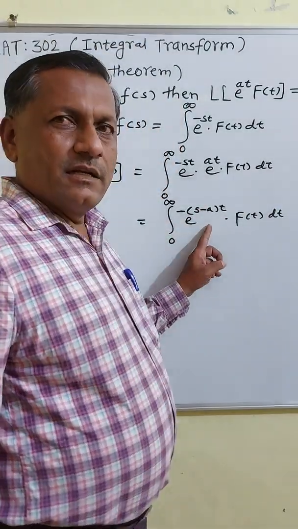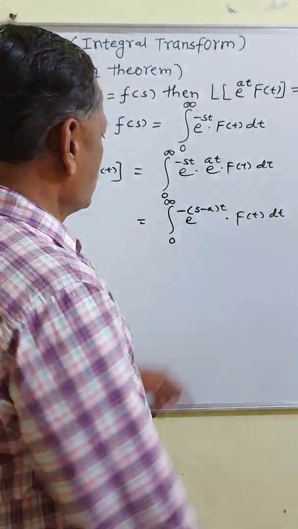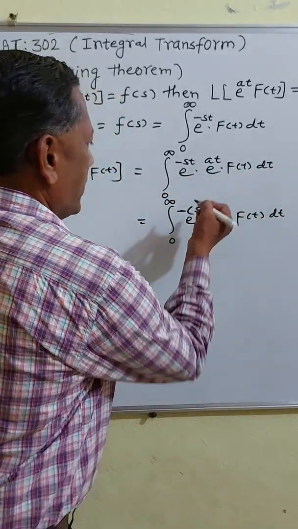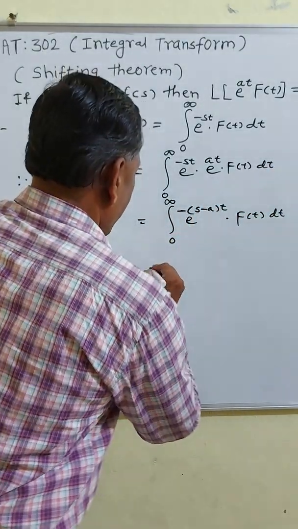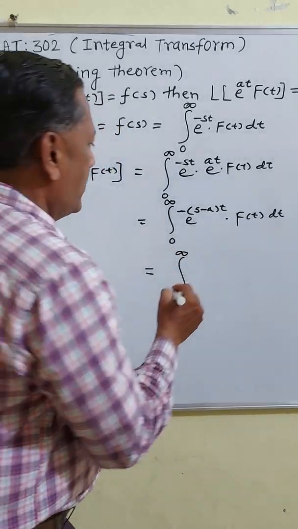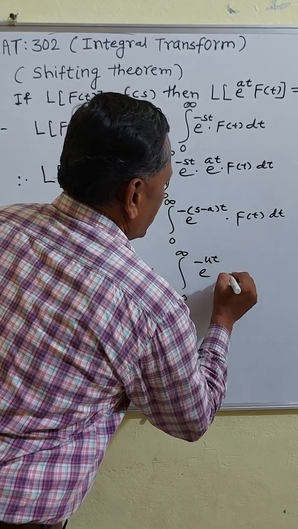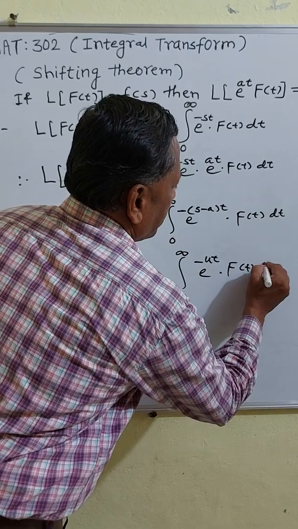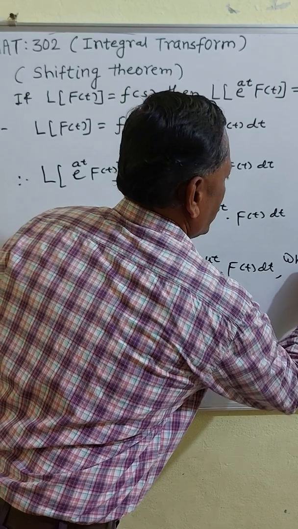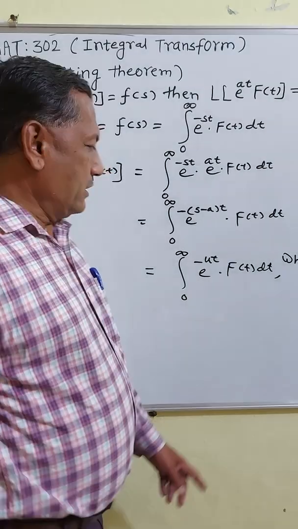Now s is the parameter, a is the parameter, and subtraction of parameter is again a parameter, meaning some constant. So again you substitute any constant for s minus a. If you take s minus a is equal to u, then this can be written as integration going from 0 to infinity e raised to minus ut into f of t dt, where u is equal to s minus a, constant.